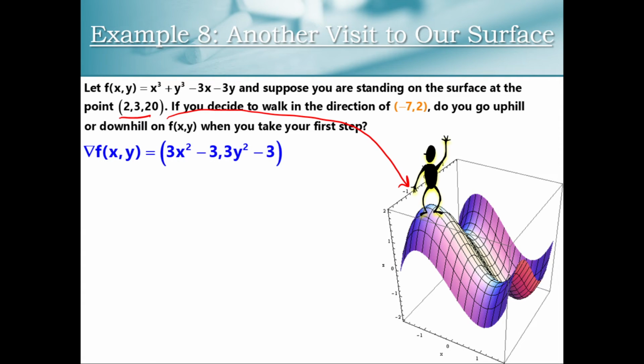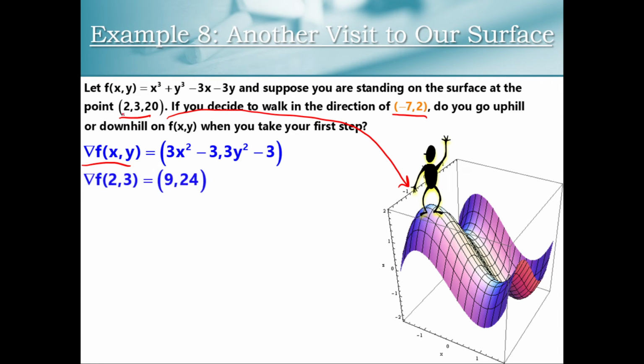Well, really the question boils down to, am I walking with or against the gradient vector when I walk in the direction of -7, 2? If I'm walking with my gradient vector, I'm going to go uphill. If I'm walking against my gradient vector, I'm going to walk downhill. So I should compute my gradient vector, and that should give me my answer. So here's my gradient vector.